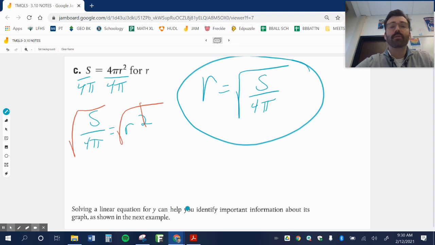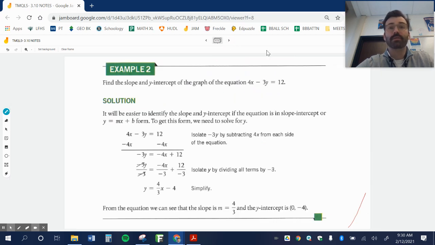Solving a linear equation for y can help you identify important information about its graph, as shown in the next example. So now we're going to switch gears a little bit and apply this to a linear equation, pretty much a graph. We're trying to look at the equation with x and y and solve that for y. Now we've done this before. We started doing this before we took our quiz.